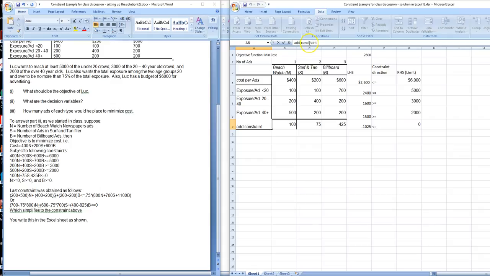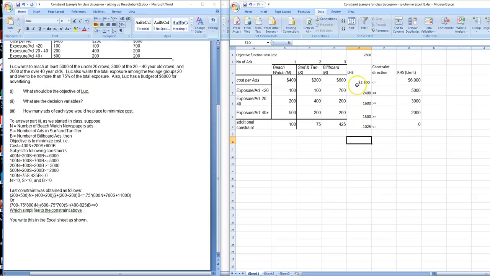If this is confusing, I could just expand that. Right? So that was the additional constraint that we had, 100n plus 75s minus 425b less than or equal to 0. So we have 100, 75, 425, which are coefficients of n, s, and b. And then sum product, which gives you the product of 1, 2, and 3 multiplied by the additional cost respectively. And so that gives you negative 1025. That has to be less than or equal to 0. And then you have the non-negativity constraint.